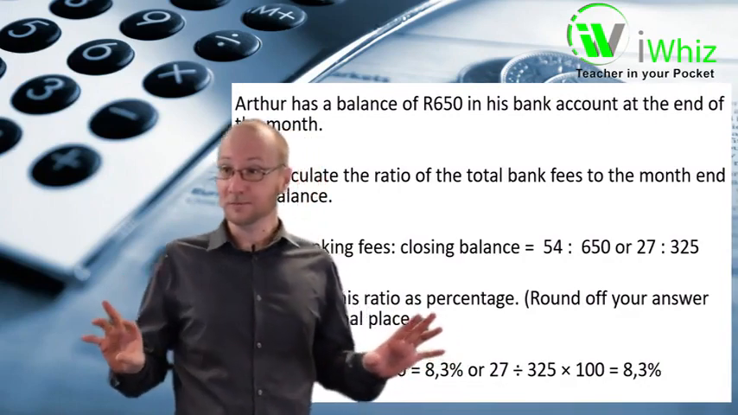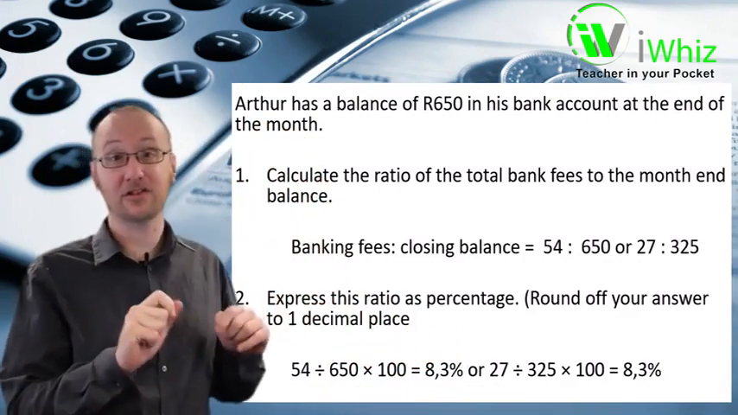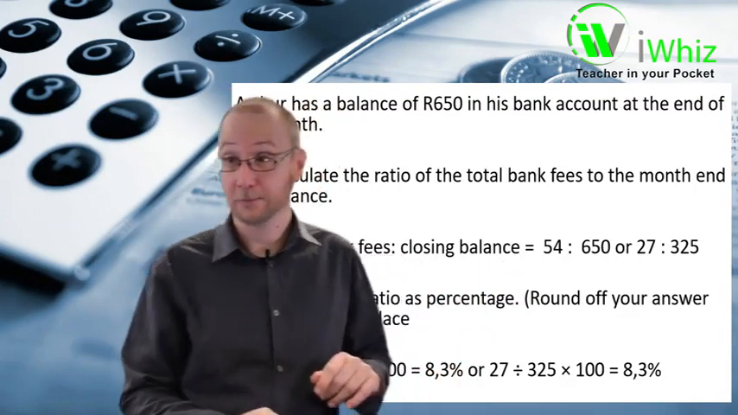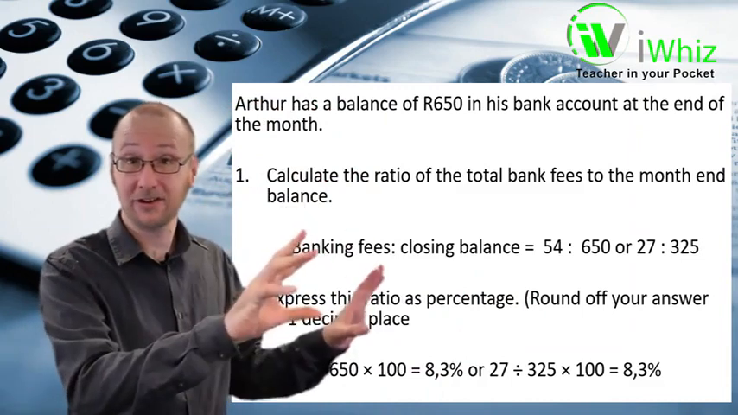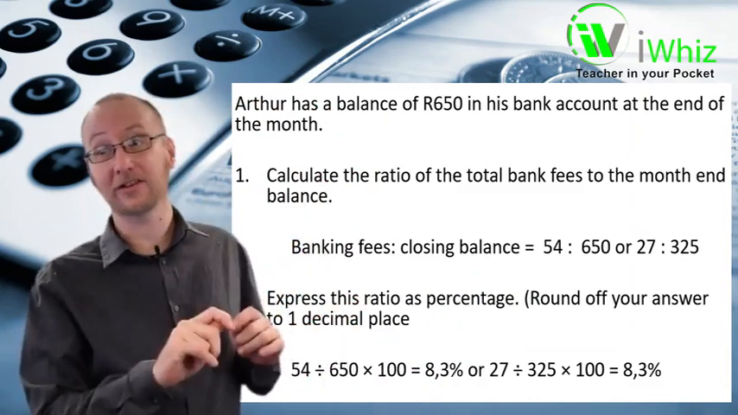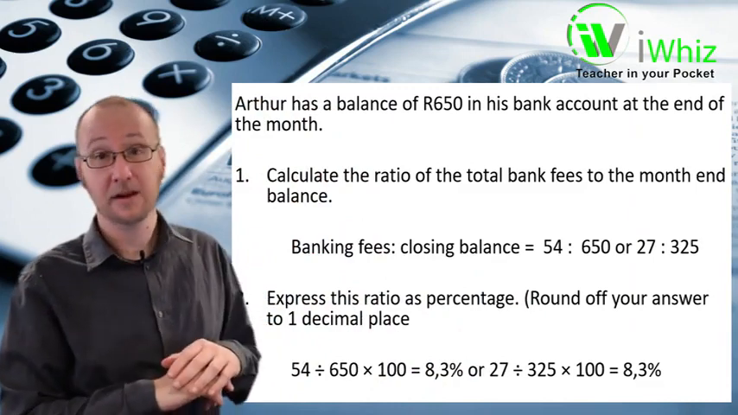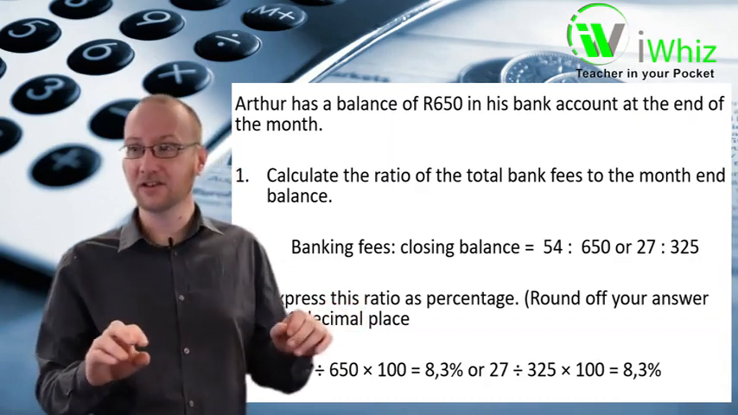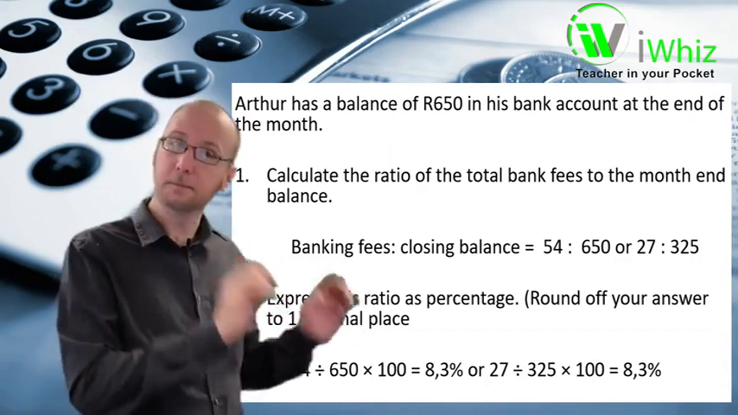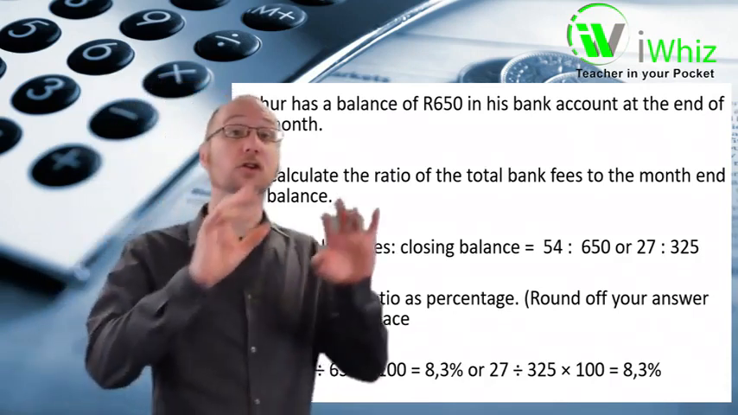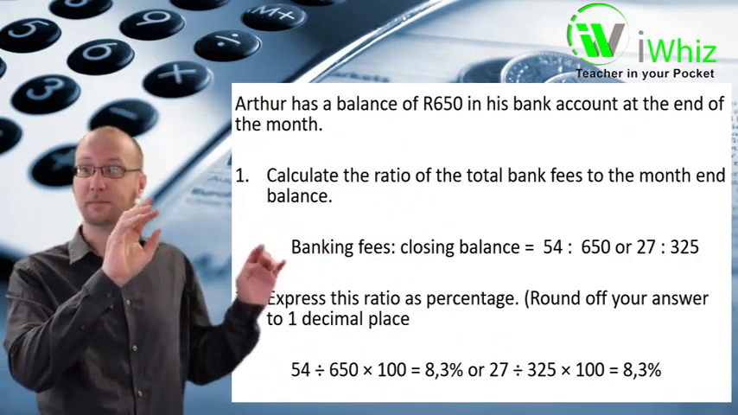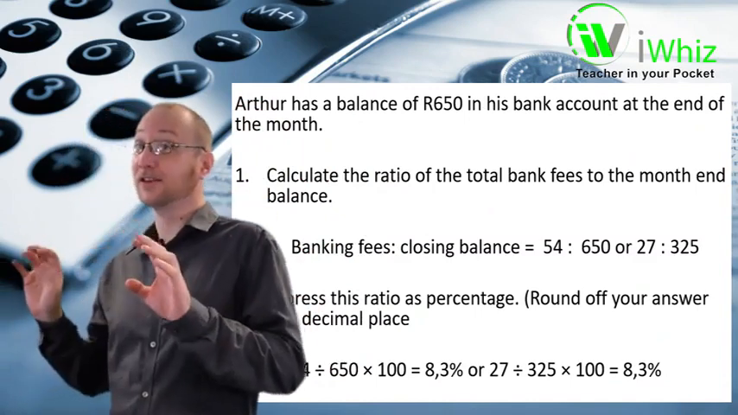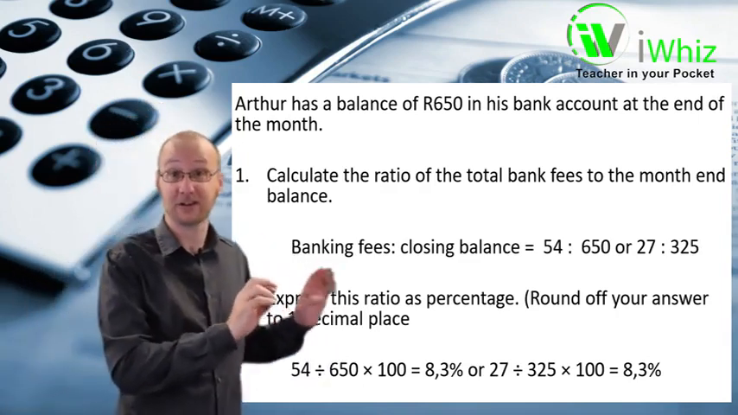Okay, the next question says Arthur has a balance of R650 in his bank account at the end of the month. So the balance in his account, his closing balance, is R650. The question says calculate the ratio of the total bank fees to the month end balance. So guys, in our last lesson we worked out that his total bank fees were R54. And he now has R650 left in his account.